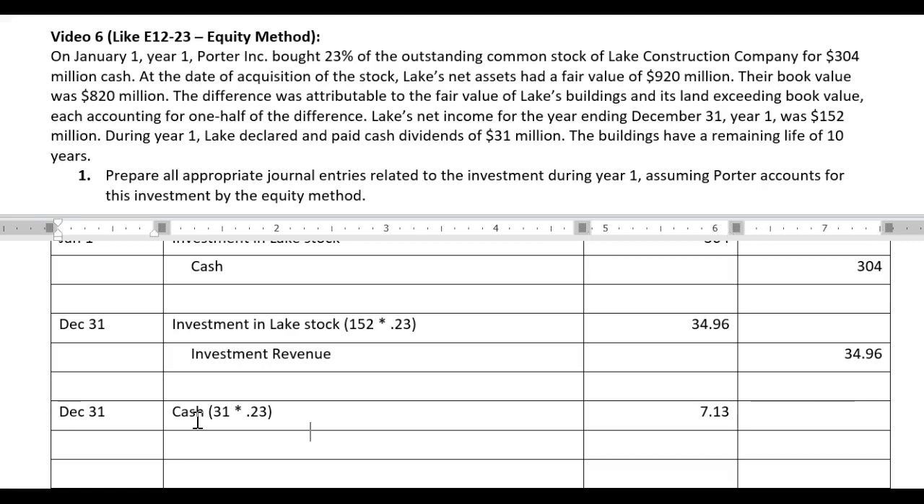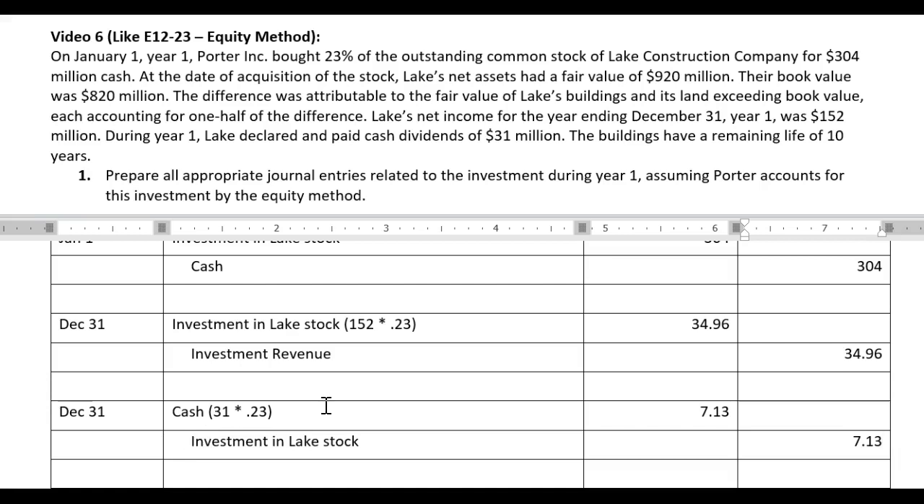Now, we're not actually going to record that as dividend revenue, because remember, we've already recorded those earnings as part of our net income. Think about it this way: when a company distributes dividends, they're distributing the earnings to the owners. So under the equity method, we receive the cash, but what happens is it reduces our overall investment, because it reduces the equity of the company in which we are part owner, a 23% owner in this case.